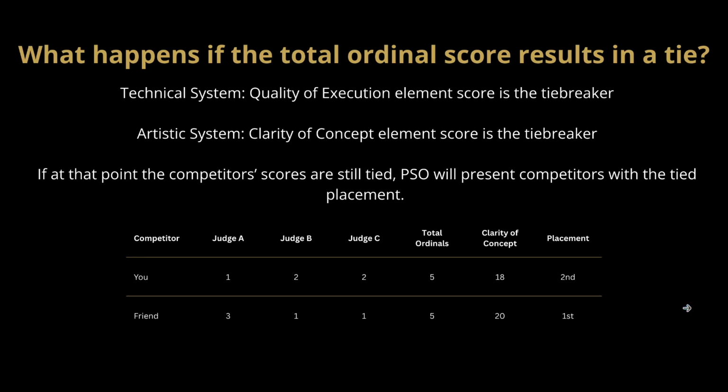Let's talk about ties. In the event of a tied ordinal score within a category scored on the technical system, the computer will use the higher quality of execution element score to break the tie. For ties within a category scored on the artistic system, the computer will use the higher clarity of concept element score to break the tie. If at that point the competitor's scores are still tied, we will present competitors with the tied placement. This screen is an example of the artistic tiebreaker.